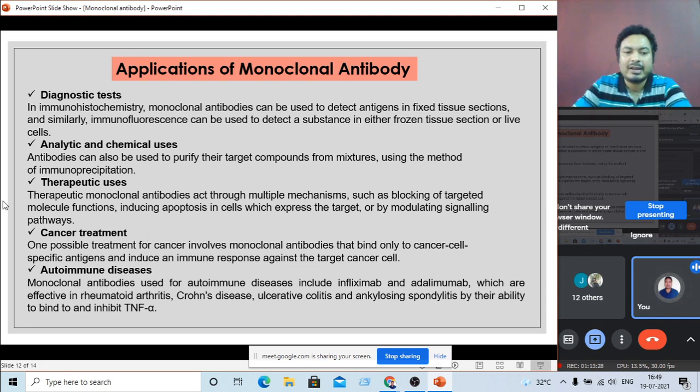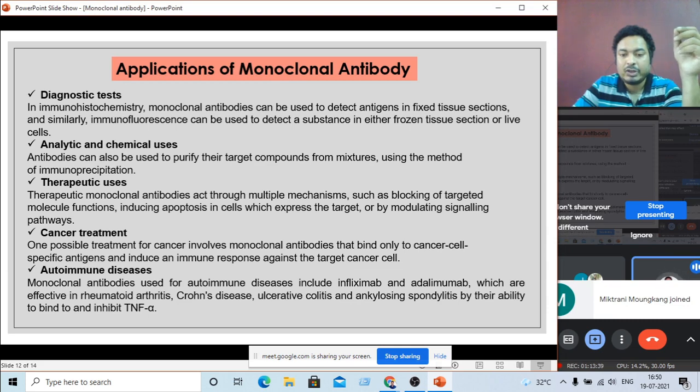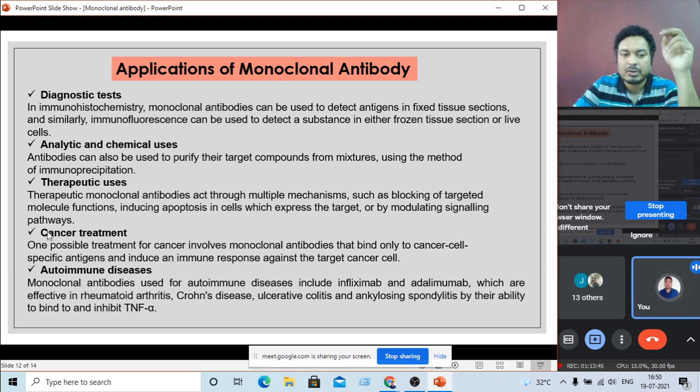Next one, cancer treatment. So in the cancer also we can use the monoclonal antibody. I already said two scientists, Ellison and Honjo, got the Nobel Prize in 2018. These two scientists got the Nobel Prize based on cancer treatment. So for the cancer treatment, monoclonal antibodies can be used.